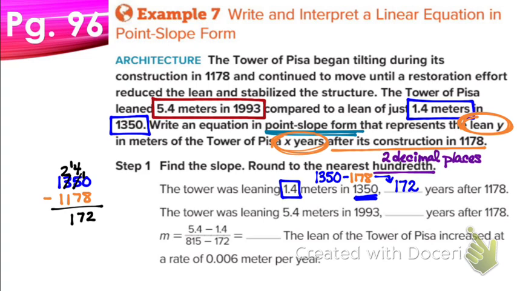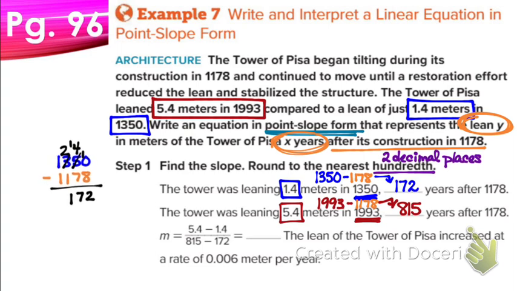In 1993, how long had this tower been standing? How would I find that? Subtract again. So 1993 minus 1178. How long had it been standing? 815 years. Same kind of thing that we did to find the other one.